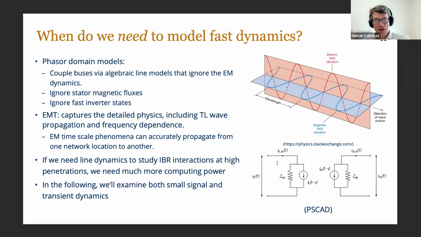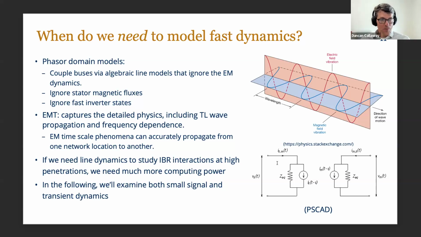What I'm going to do now is move on and start talking about some of these more empirical questions that I suggested we've been working on, where in this case we are using PSID to answer these questions. But these are questions that are meant to not just be confined to what one would get out of PSID, but more broadly to understand questions like, when do we actually need to model fast dynamics? So to remind you, a phasor domain model couples buses in a simulation via algebraic line models. And those line models ignore the electromagnetic dynamics of the lines.